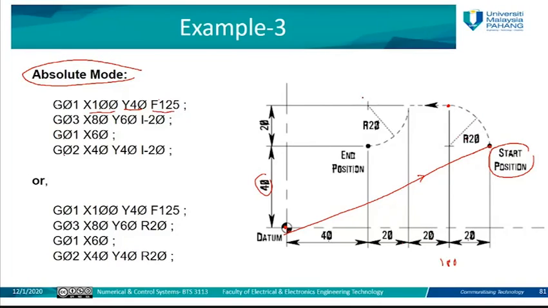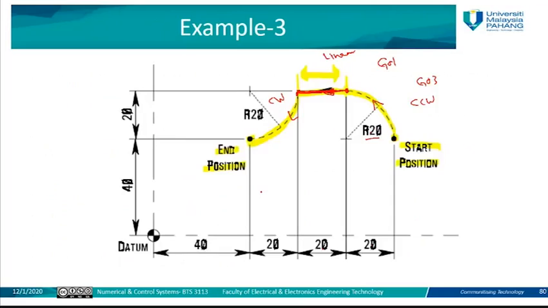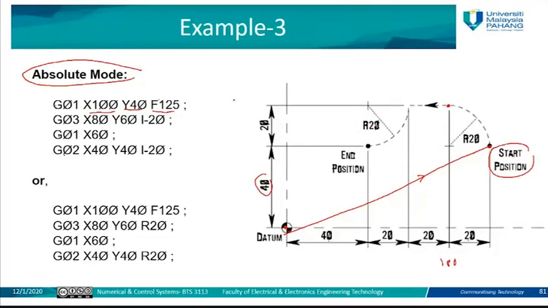We said here we have 4 ways to represent this. I can use R, or I can use I and J. So if you are given an R, you just use R, and it will be okay. If you want to understand how to calculate the values of I and J, this is how. So instead of this, I can use just R20 directly. In this case, we use R. In the other case, we use IJ, just to show you how to calculate the values of I and J.